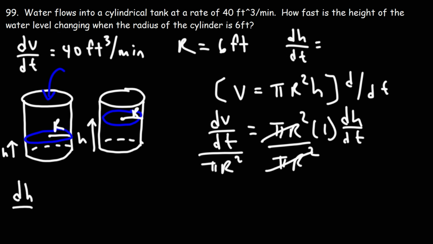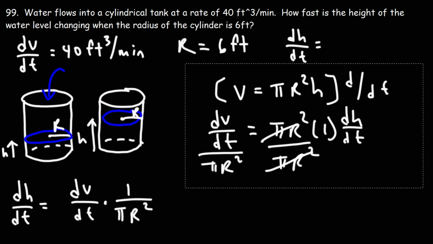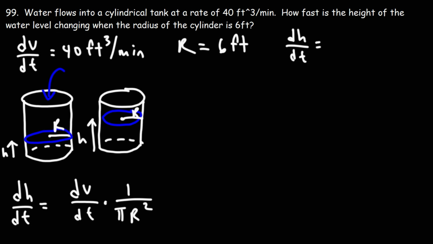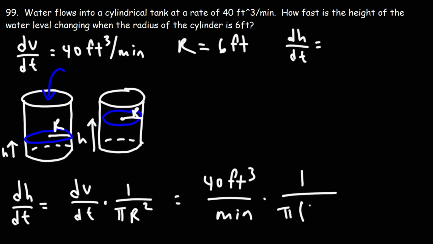So we have dh/dt is equal to dV/dt, and instead of dividing that by pi r squared, we can write it as 1 over pi r squared. This setup will help you to see what the units of dh/dt should be. dV/dt, this is 40 cubic feet per minute, and then 1 over pi, r is 6 feet, and we're going to square that. So 40 divided by 6 squared, that's 10 over 9.